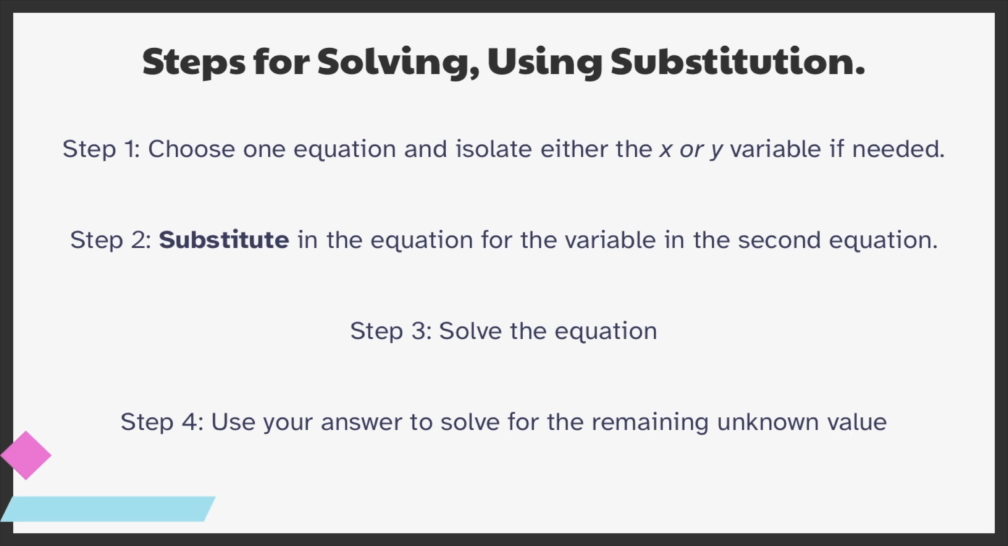We're going to choose one equation and isolate either x or y. Then we're going to substitute that variable into the second equation, solve that equation, and use our answer to solve for the remaining unknown value. Now let's take a look at example A.